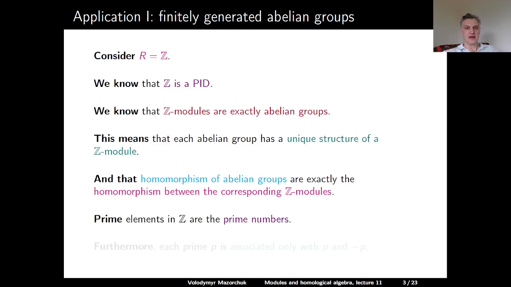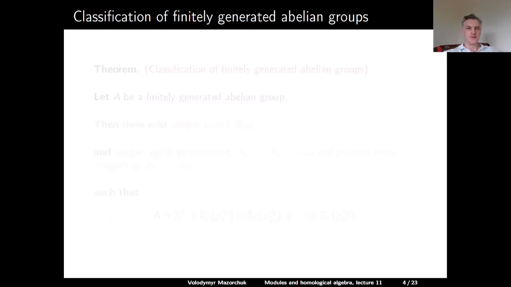Furthermore, we know that prime elements in the ring of integers are exactly the prime numbers, so positive and negative prime numbers, and each prime number p is associated only to itself and to the number minus p. This is because in the ring of integers there are only two invertible elements, 1 and minus 1. Now we can apply our classification of finitely generated modules over principal ideal domains to classify all finitely generated abelian groups. The theorem, classification of finitely generated abelian groups.